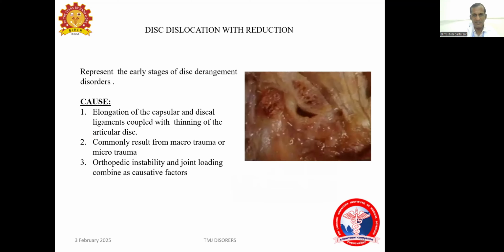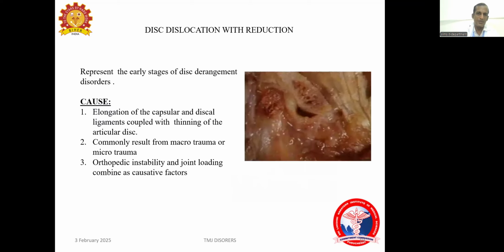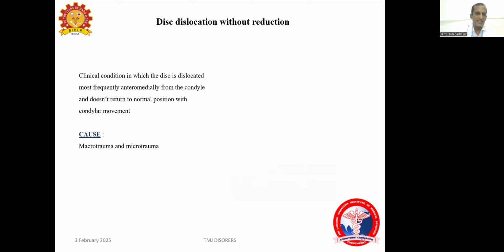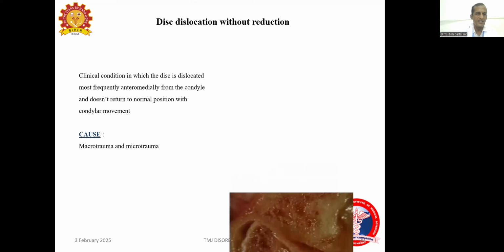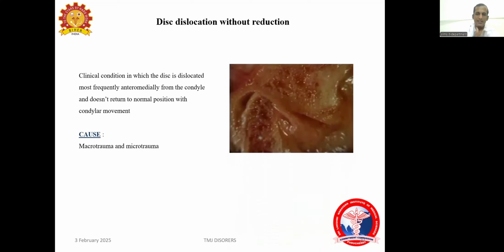See, this is the condition with disc dislocation with reduction. This is without reduction. You should be in a position to differentiate these two. The first condition will have the elongation of the capsular and discal ligaments. The second condition is without reduction, when the head doesn't return to the normal position.